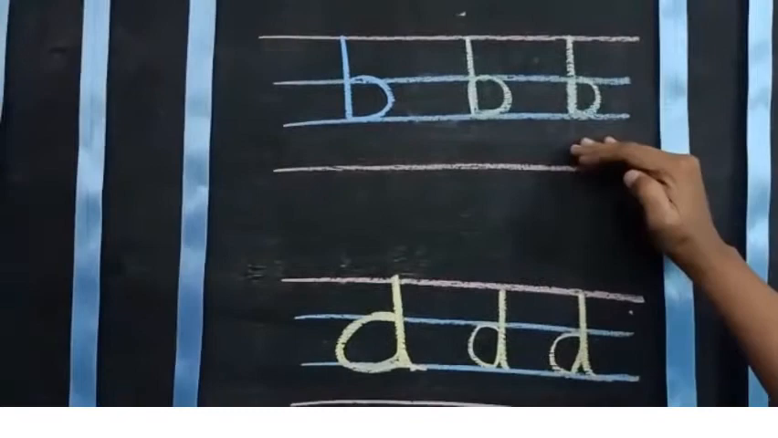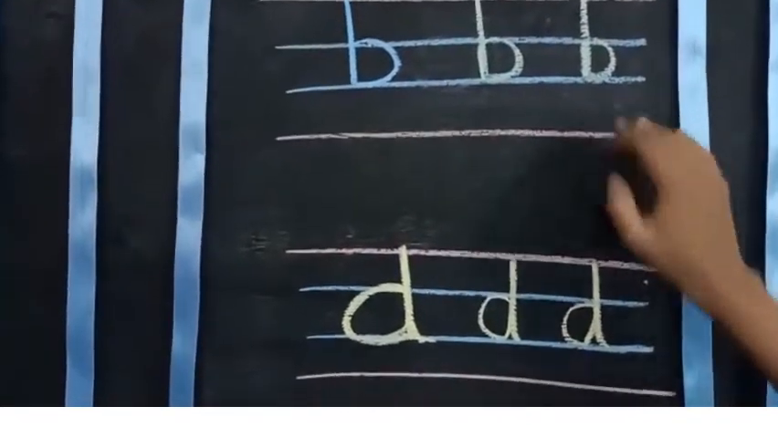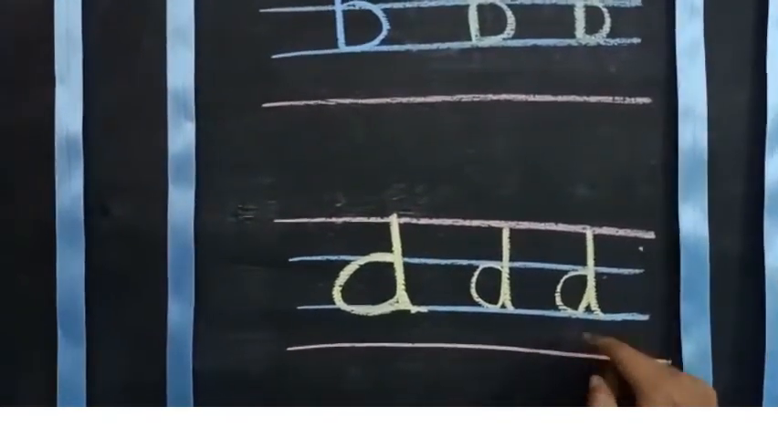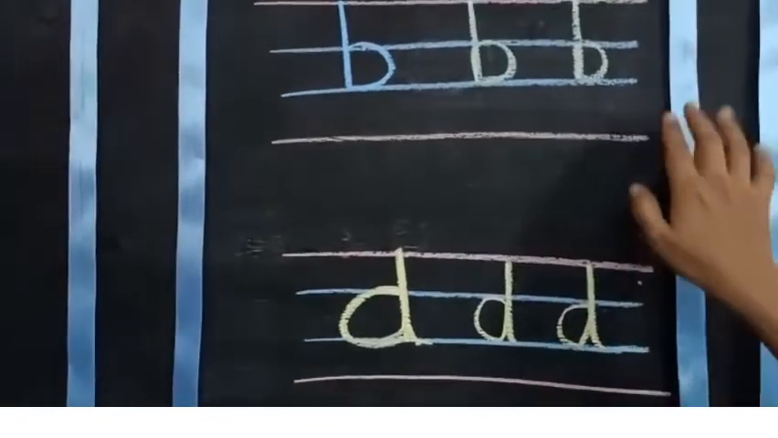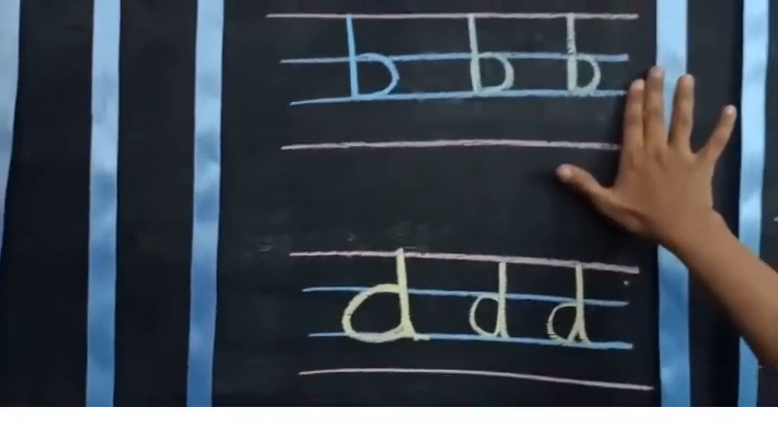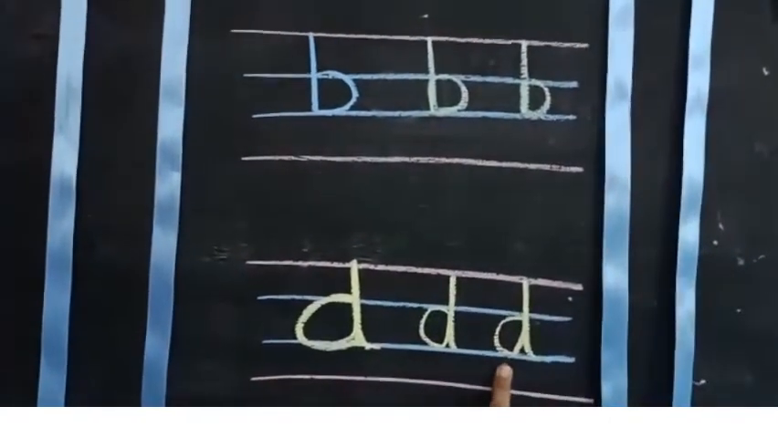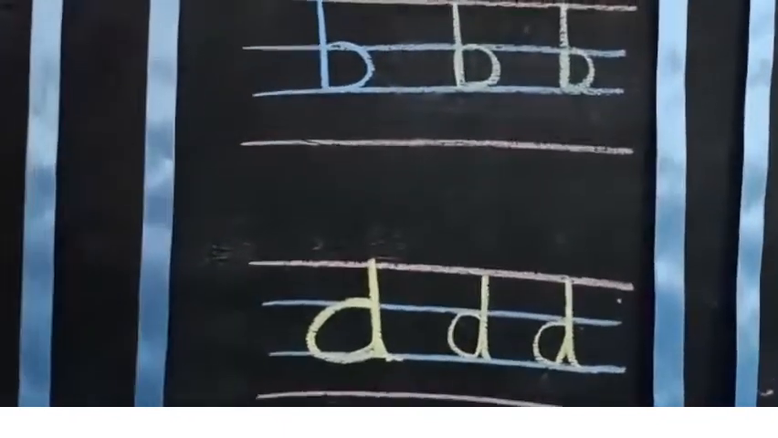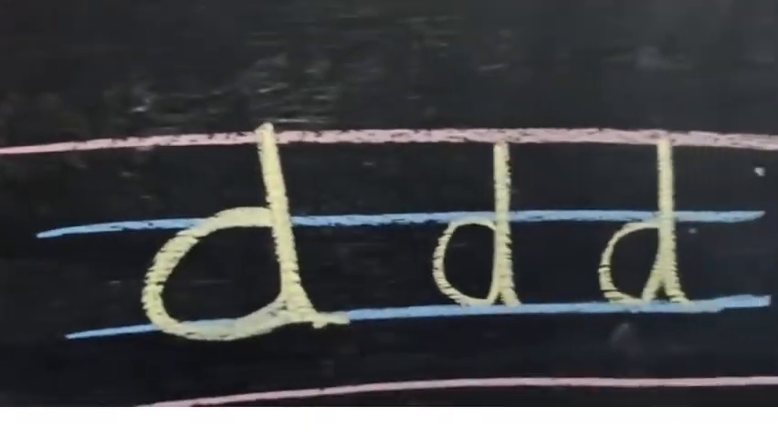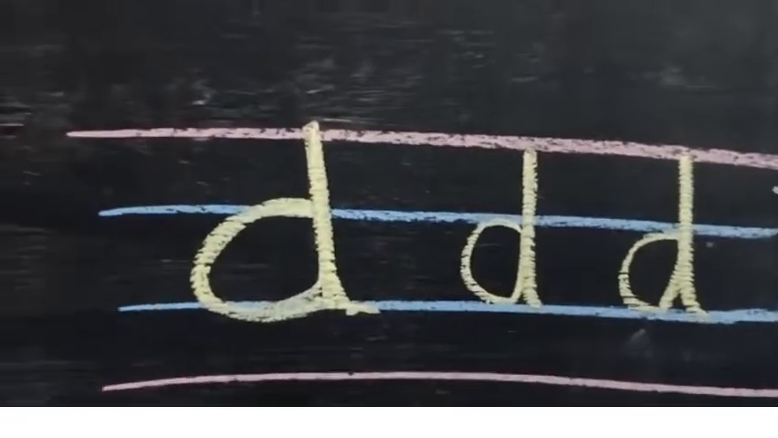Small letter B begins with a standing line. Small letter D begins with a left curve. Small letter B begins with a standing line. Small letter D begins with a left curve. Do remember this so that you won't get confused between small letter B and small letter D.